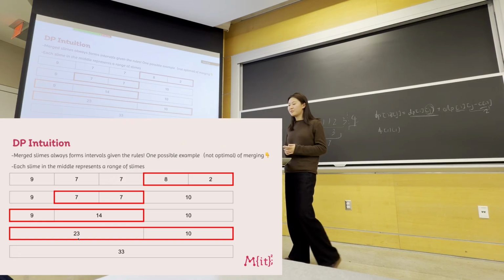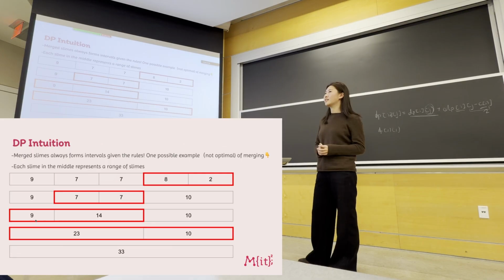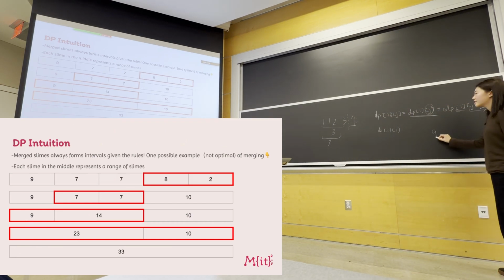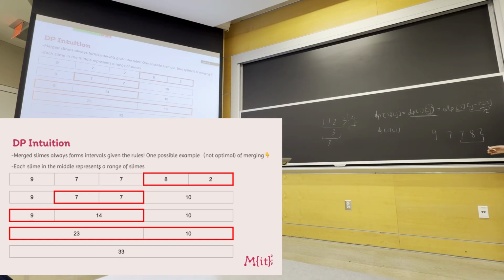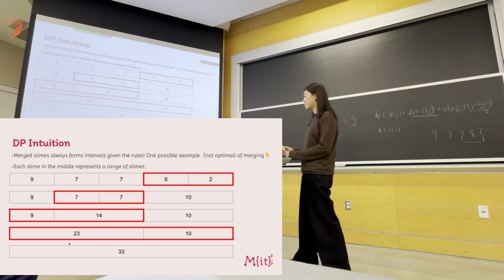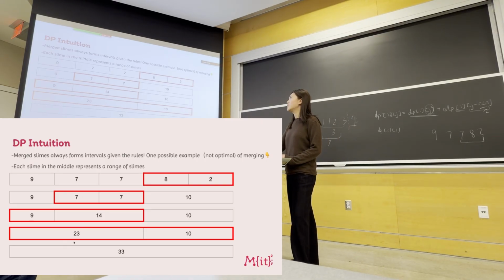And something quite obvious that we can discover is that merging slimes always forms intervals given the rules. So for instance, if we have slimes 9, 7, 7, 8, 2, and we merge these three slimes, it always represents a consecutive subarray, given that the rules of our problem only allow us to merge slimes next to each other. So this is actually very important because this means that each slime could represent a range of slimes, and we could solve this by interval DP.